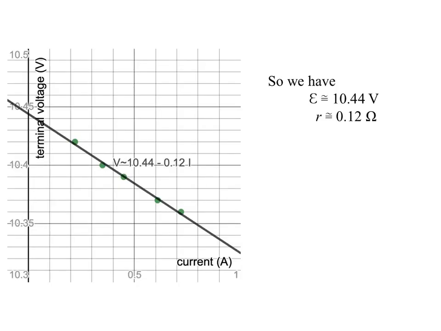So for instance, here I had Desmos plot that data, and we see that we do get a line, which is nice. And this is the equation of that line. So we get that the EMF is the intercept, and we get that minus the slope is the internal resistance.